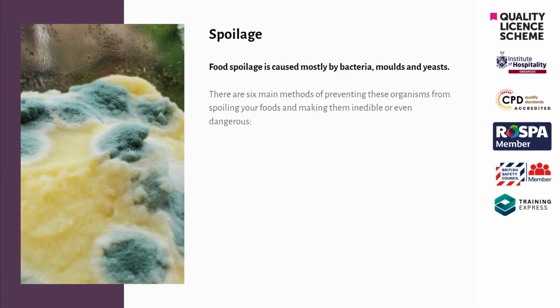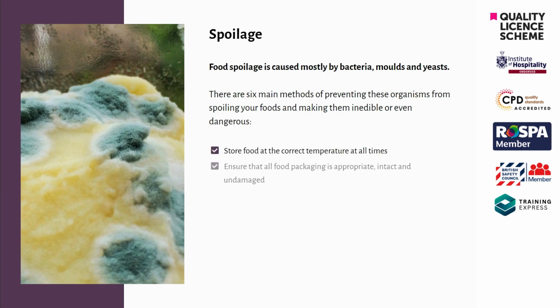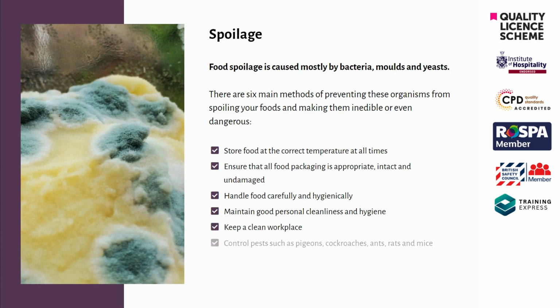Food spoilage is caused mostly by bacteria, molds, and yeasts. There are 6 main methods of preventing these organisms from spoiling your foods and making them inedible or even dangerous. Store food at the correct temperature at all times. Ensure that all food packaging is appropriate, intact, and undamaged. Handle food carefully and hygienically. Maintain good personal cleanliness and hygiene. Keep a clean workplace. Control pests such as pigeons, cockroaches, ants, rats, and mice.